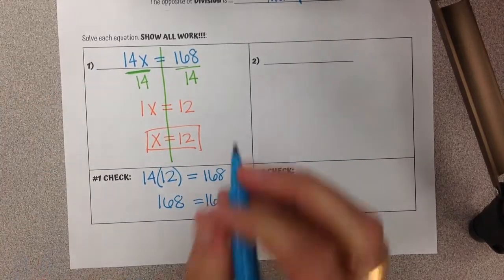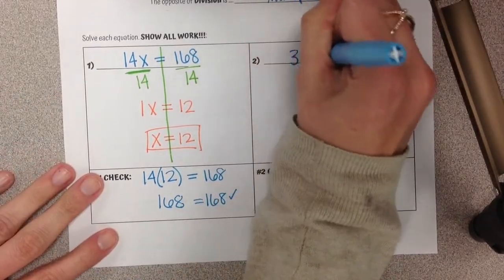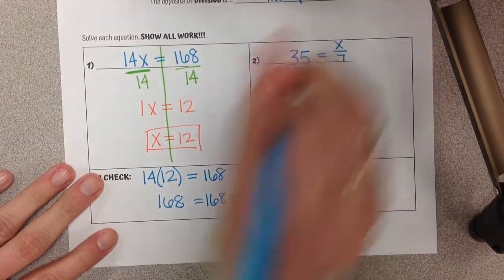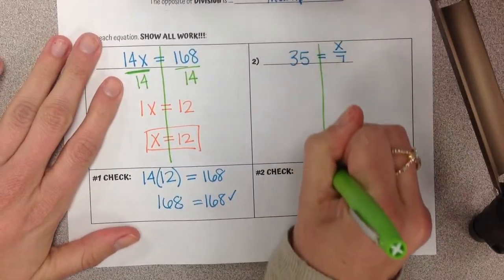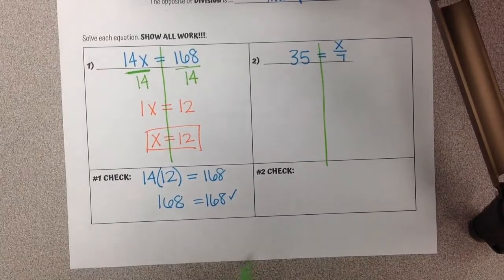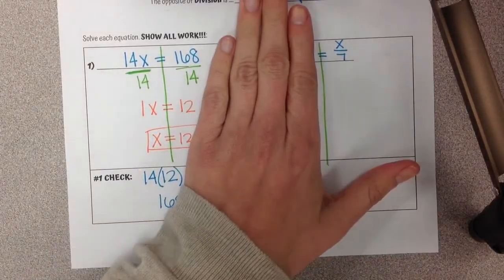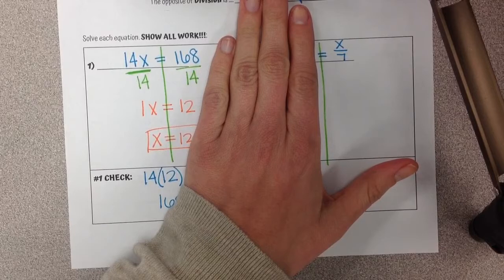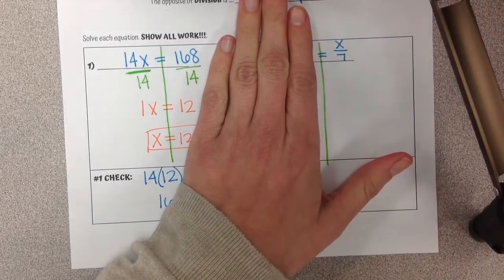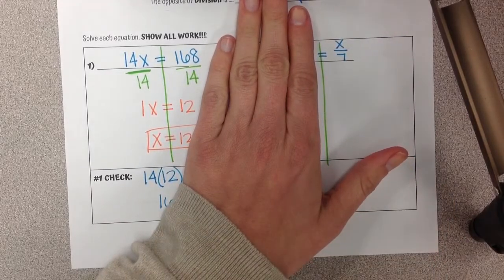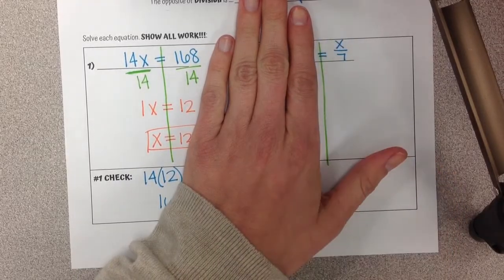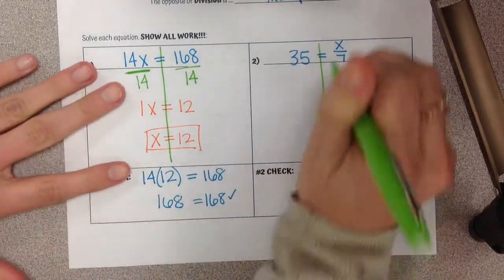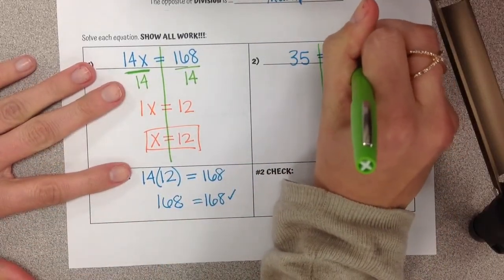Number 2, we have 35 equals x over 7. First step, draw the line down the middle. Then we're looking for which side has the variable, right or left. In this instance, it's on the right side. Now, we're asking ourselves which operation is being done to the variable. Remember, this fraction bar means division. So x is being divided by 7, which means we need to do the opposite, which is to multiply by 7.